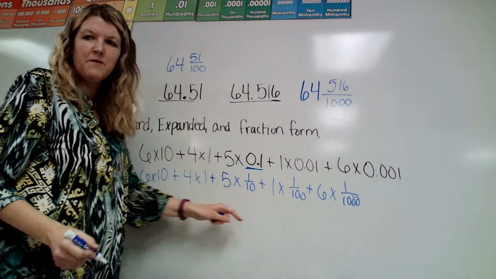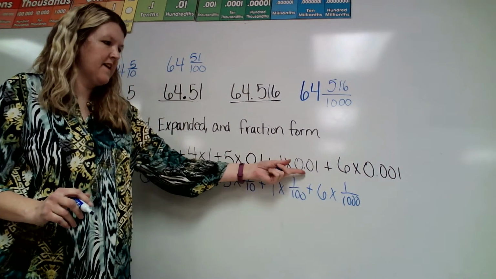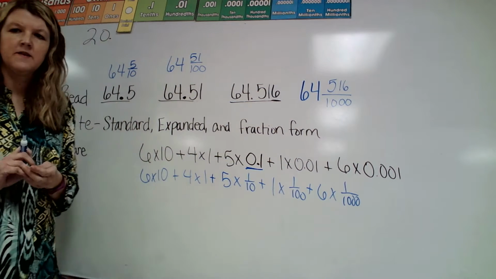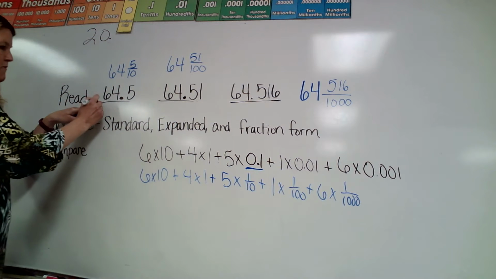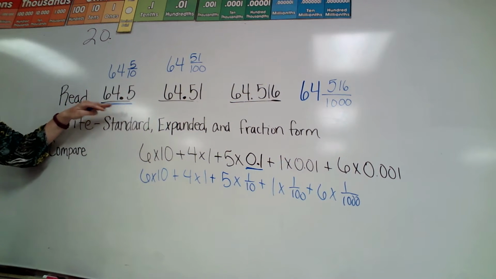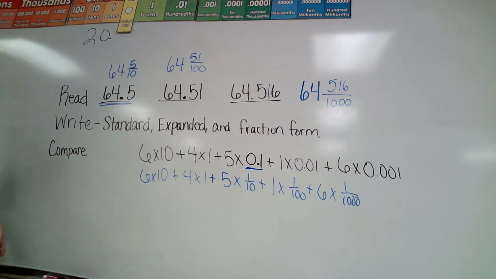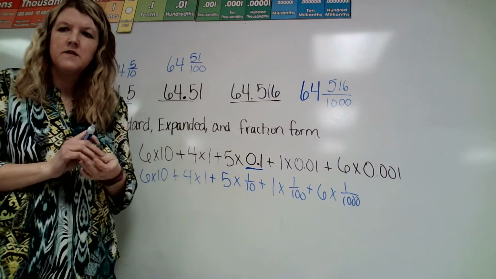So sometimes you may be asked to write it in expanded form as a fraction or as a decimal. So these are the two different types. So remember, standard form is the number form. Then if I were to write this out in words, that would be considered word form. And then I've got my fraction form, where I've written it like this.